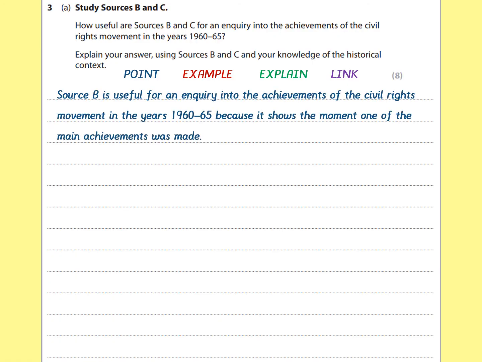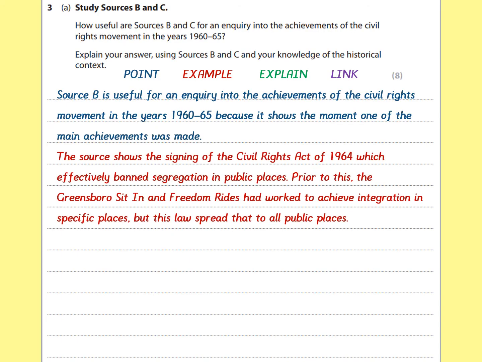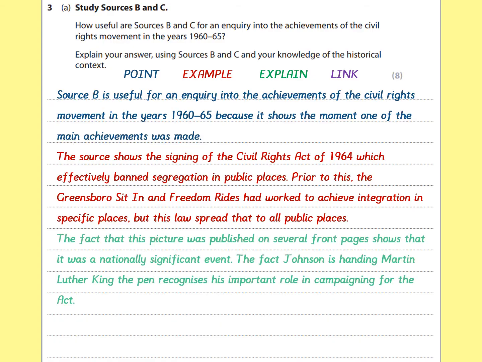Source B is useful for an inquiry into the achievements of the civil rights movement in the years 1960 to 65 because it shows the moment one of the main achievements was made. All right, so that's directly answering the question already, saying it is useful. This source shows the signing of the Civil Rights Act of 1964, which effectively banned segregation in public places. This is where I'm using my own knowledge to contextualise this. Prior to this, the Greensboro Sit-in and Freedom Rides had worked to achieve integration in specific places, but this law spread to all public places.